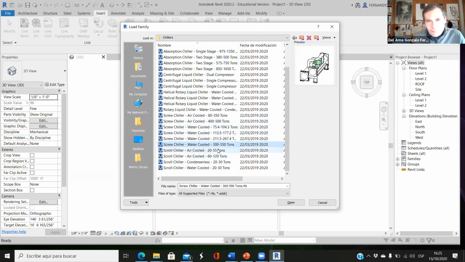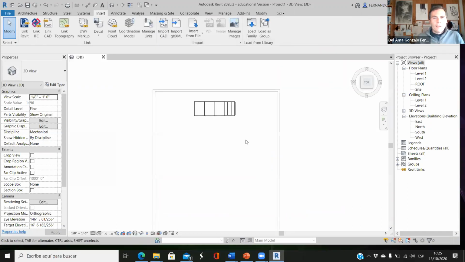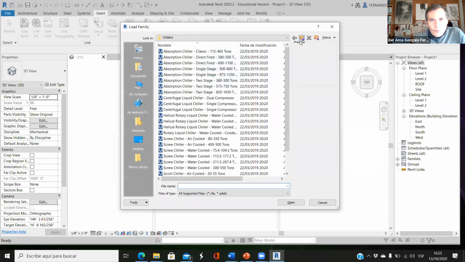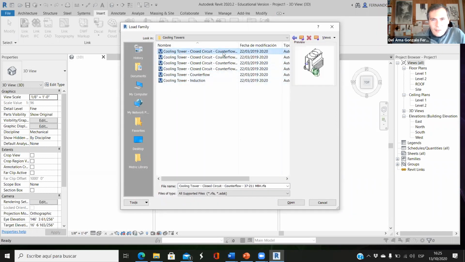Let's select this one. It's the water-cooled 300 to 550 tons. Let's open this. There you go. And what else? We need a cooling tower. So we have the boiler, we have the chiller, now we need a cooling tower. So again, what cooling tower should we use?